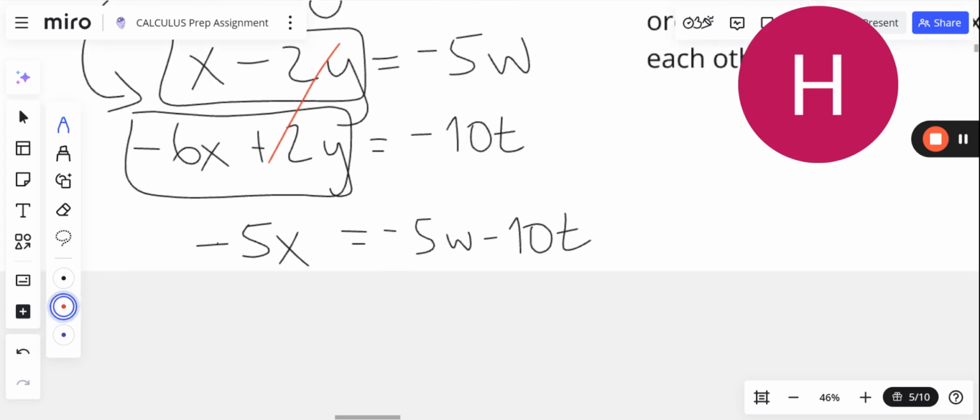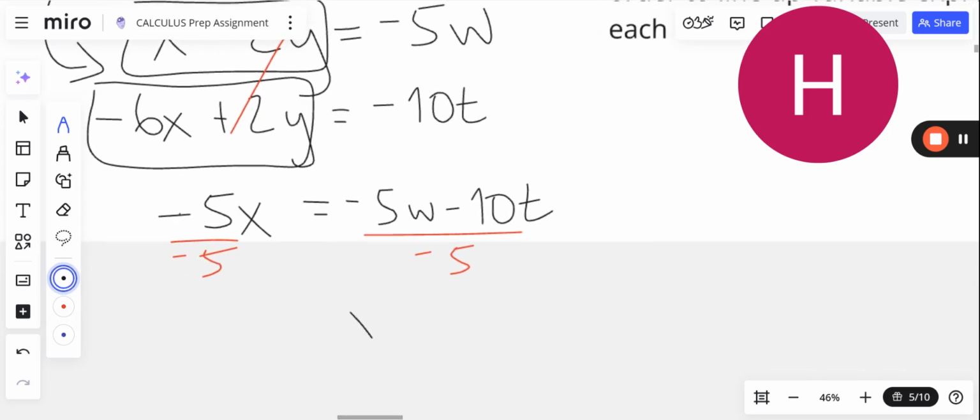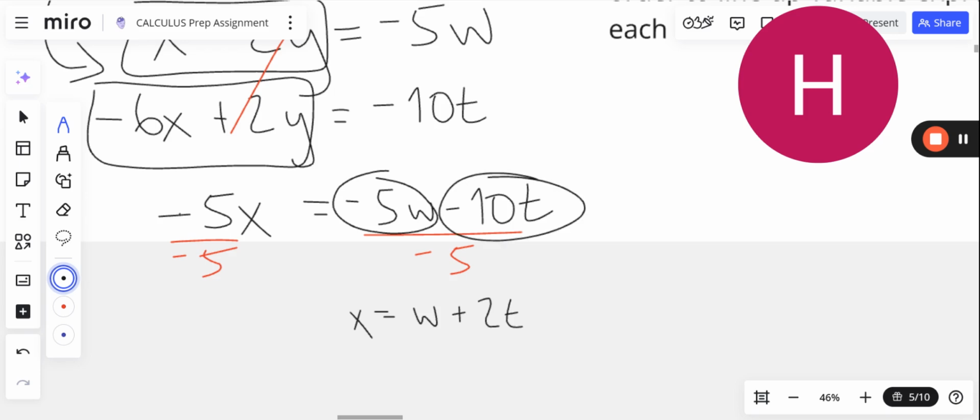Let's divide everything by -5. And that'll do it, everybody. Well, for finding x anyways. X is going to be equal to positive w plus 2t, because I'm dividing each of these by -5. Okay, there's my x value.